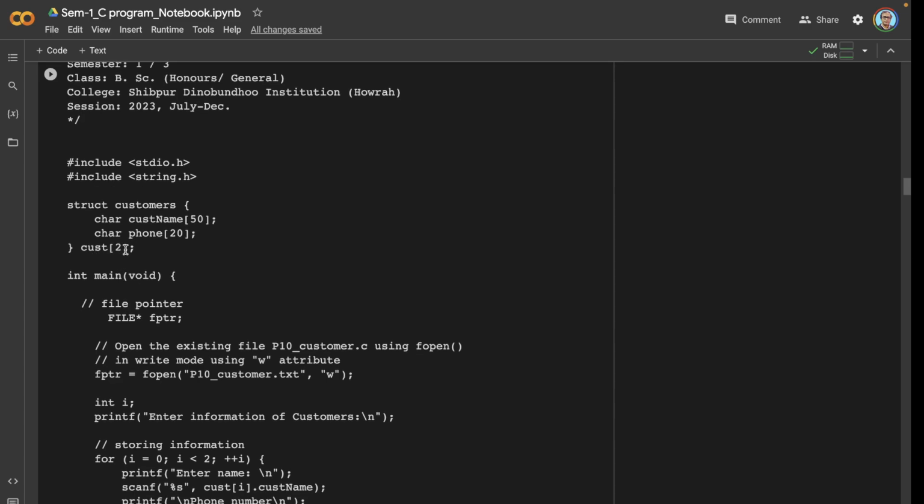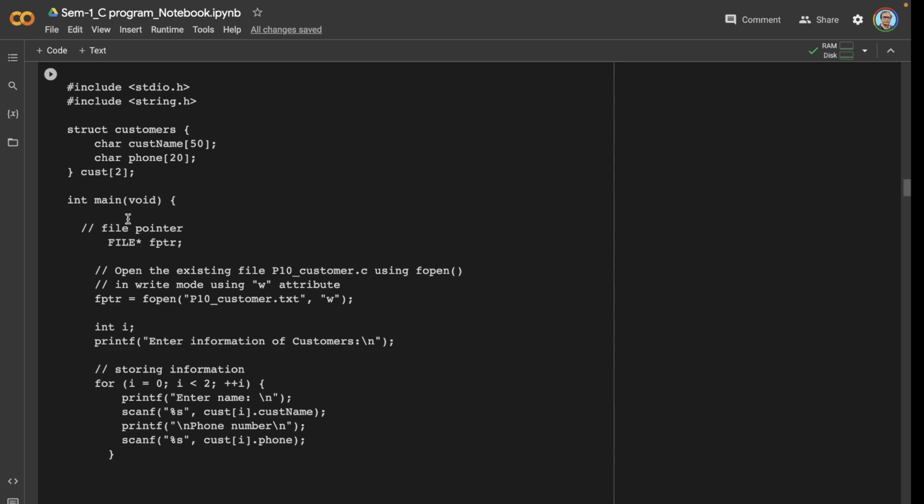Here, customer cast 2 only, we have put two customers, customer 1 and customer 2. In int main, the problem is FILE star fptr, where fptr is a pointer variable. fptr is equal to fopen("p10 customer.txt", "w"), where the W attribute is write mode, so a .txt file can be created for the output.